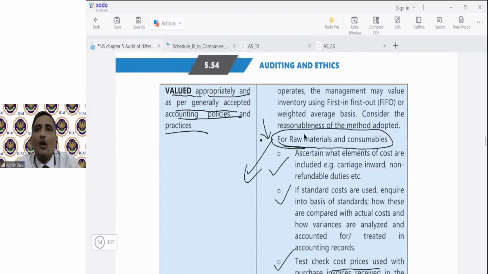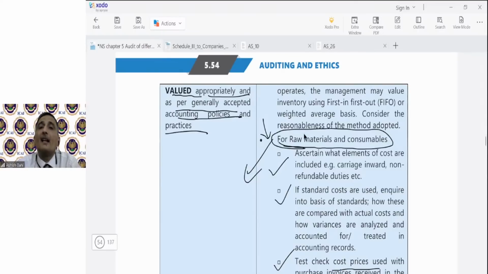Cautious about empty boxes means that he has to test count and see whether, in the inventories, there are some boxes which may be empty but which may be counted as part of inventories. There may be no inventories in it. Okay. Yes, Ankur Patel, physical.